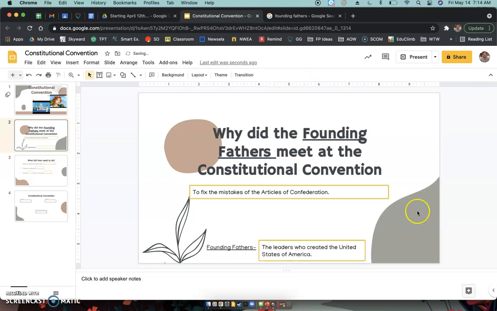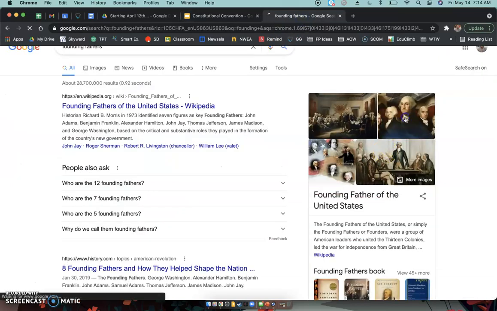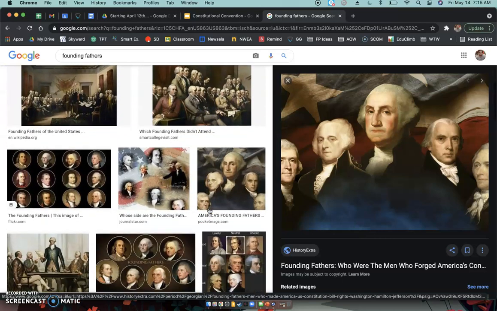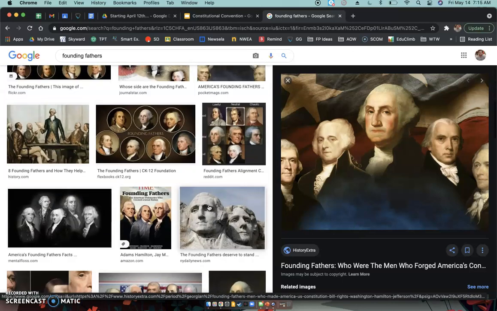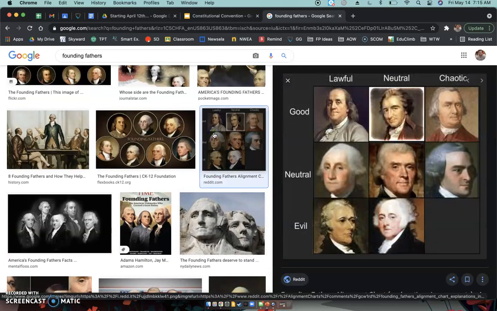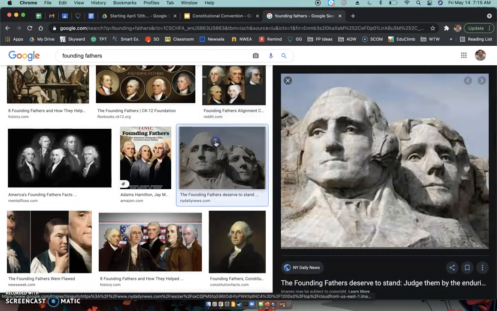Okay, so some of the Founding Fathers you can see here. You click on a picture here, there's lots of pictures of them. We have some gentlemen like George Washington, of course, right? We have John Adams, we have Thomas Jefferson, just a lot of people that were very important who helped create the United States of America. There's even some memes about it apparently. Very interesting.